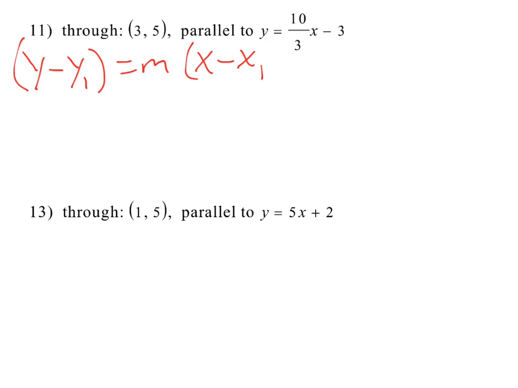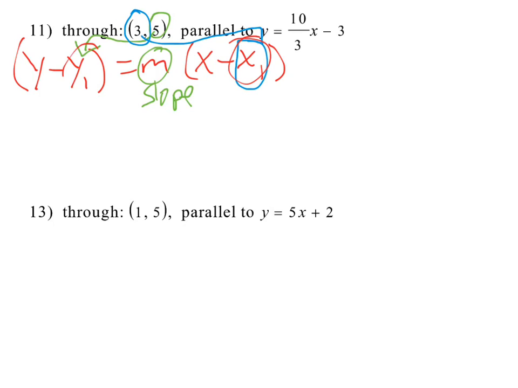minus x1. So the m part is the slope. The y1 part comes from the y-coordinate. And the x1 part comes from the x-coordinate. And so keep that in mind as I'm writing these out. You gotta take the coordinates, split them up, put them in your formula. And then you gotta take the slope you're looking for and put it right in front. And then you'll simplify from there.